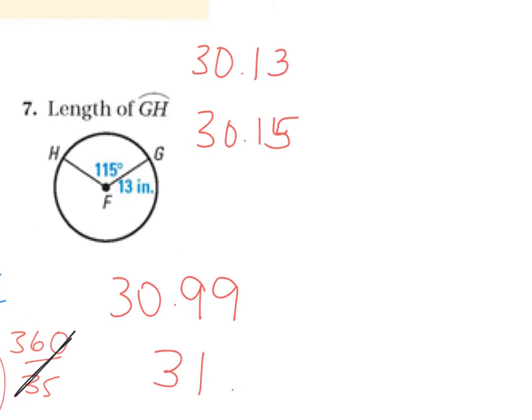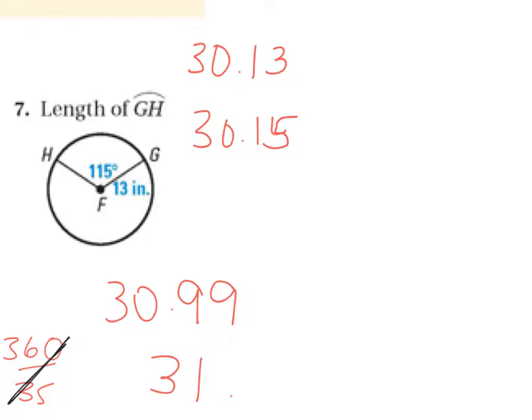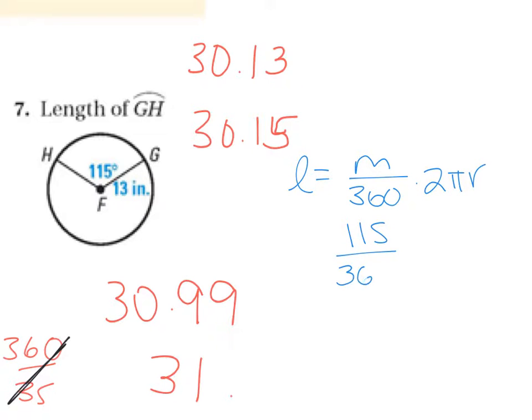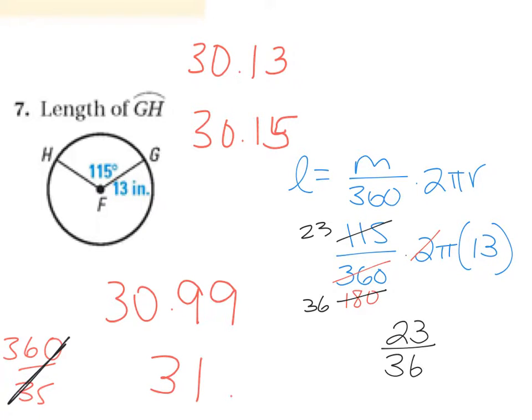Okay, number 7, find the length of arc GH. So this is one that would be left in terms of pi. Length is the measure of the arc over 360 times 2 pi r, which is your circumference. Measure is 115 over 360 times 2 times pi times the radius, which is 13. I can reduce this any way you want. So 2 goes into 360 180 times. And then 5 goes into each of these. This would be 23 over 36 times pi times 13.